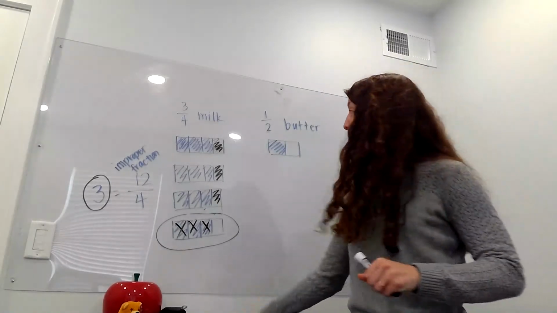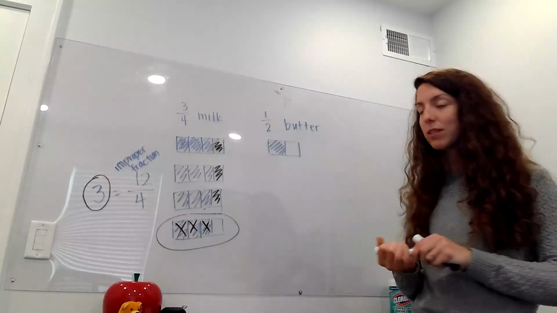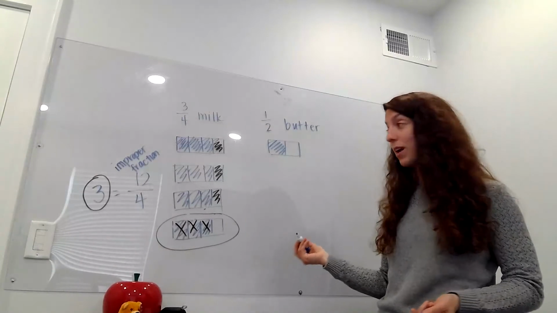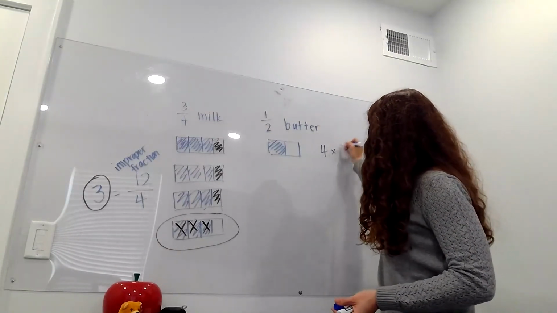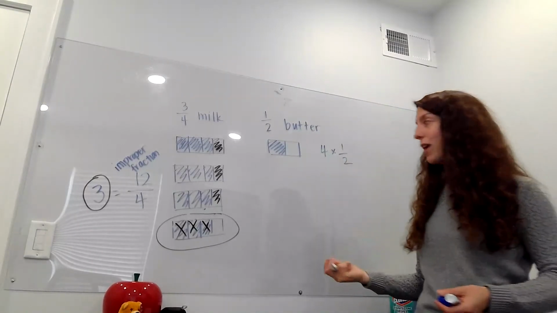I'm sorry. So we'll just do the same exact thing with our half of butter, and that's actually even easier because you guys know how to work with halves so easily. So I have a half 4 times, otherwise known as 4 times 1/2. I'm actually going to write that equation because you're going to notice something really cool about how we multiply with fractions.